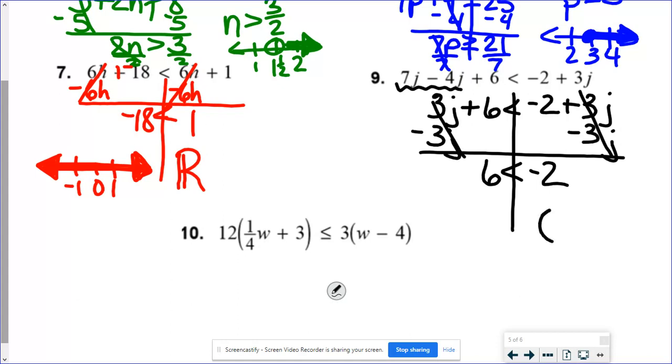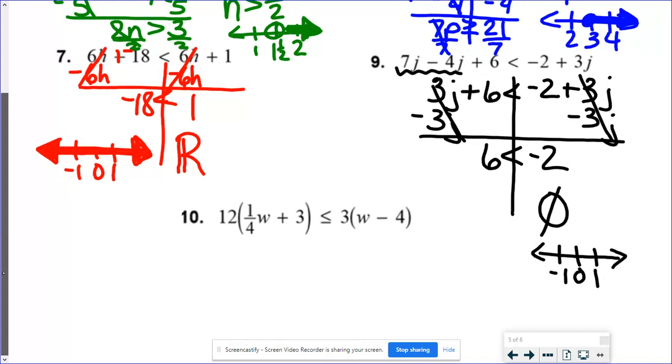Same thing happens here. No matter what number you pick for the variable, for the j, it's never going to work. If they gave you a number line and said, hey, make sure you graph your solutions, you could do this, or put whatever numbers you want on there, but there's nothing to shade. There are no circles, not open, not filled in, no shading in either direction. There's nothing that's going to work for that problem.